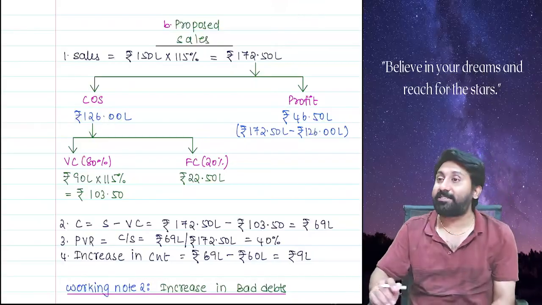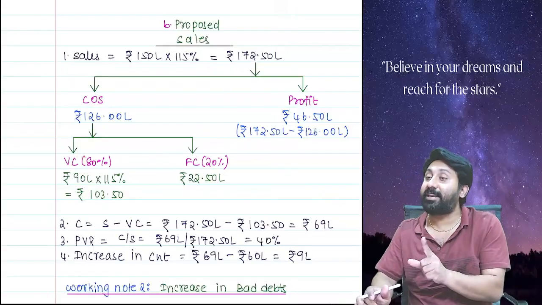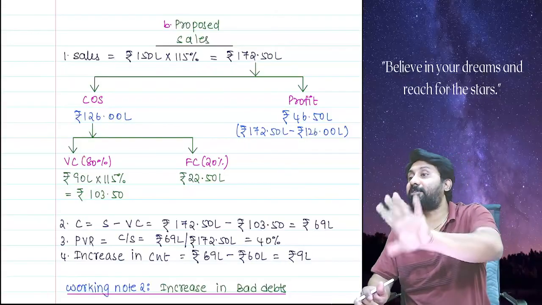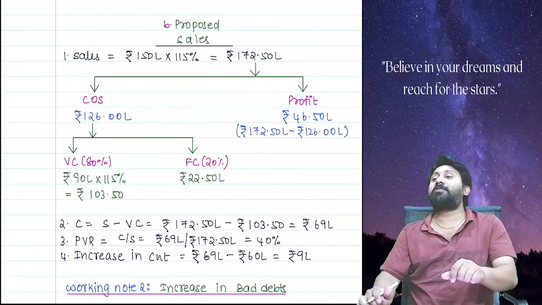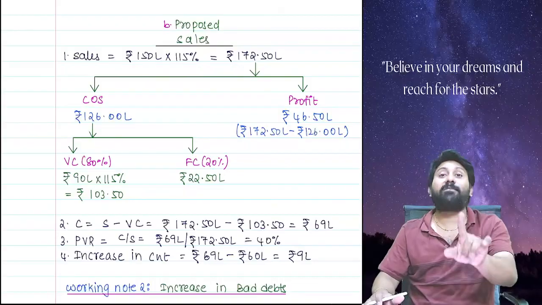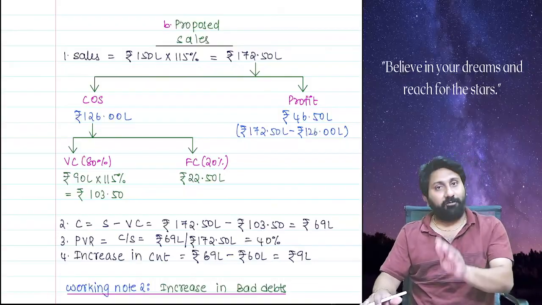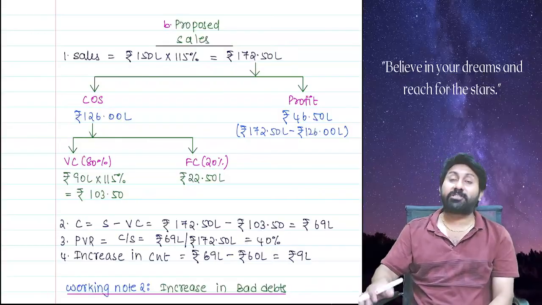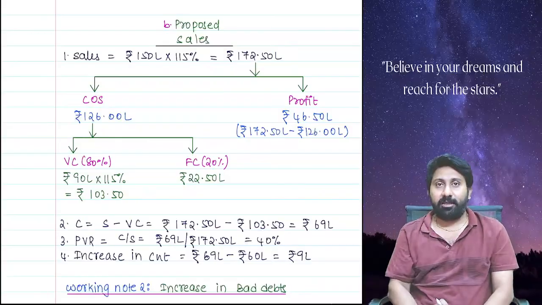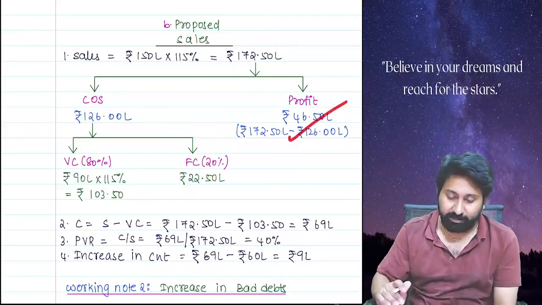Means what is increased here? You are increasing fixed cost and variable cost simultaneously. But because of increased sales or increased sale units, variable cost increases, but fixed cost will not increase here. Therefore, first you fill the fixed cost. Next you increase the variable cost. Then you fill the cost of sales, 126.5. Balance will be the profit part.